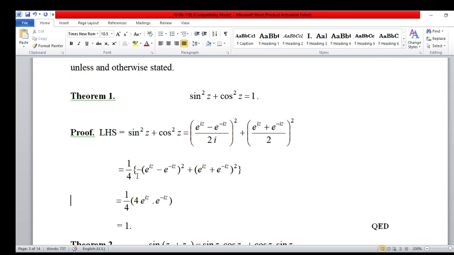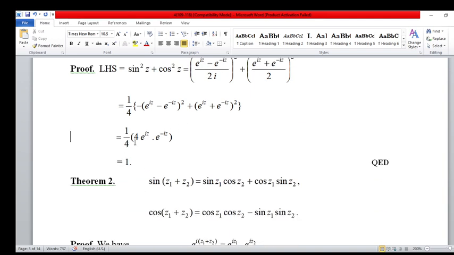After solving 1/4, this is a² minus twice ab, which means e^(2iz) minus twice e^(iz) into e^(−iz) plus e^(−2iz), and the same here. Then the first and last terms cancel; minus minus becomes plus, so we obtain 1/4 into 4 into e^(iz) into e^(−iz). So 4 and 4 cancel, and we obtain 1.